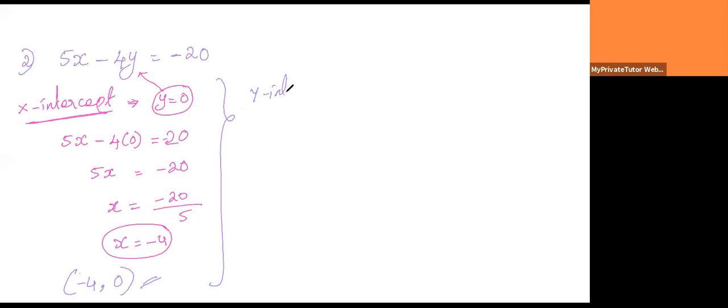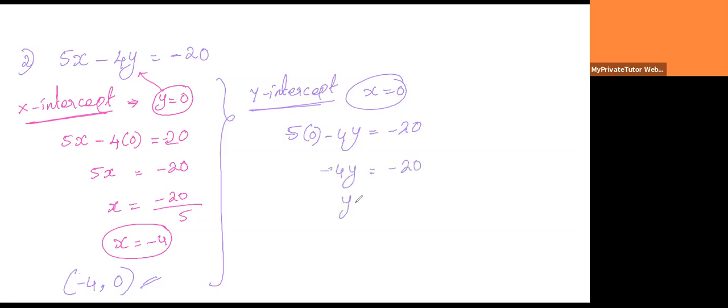So now let's find the y-intercept. How to find the y-intercept? At x equals 0, guys. So just substitute x equals 0 in the given equation. So 5 times 0 minus 4y equals negative 20. 5 times 0 becomes 0, so minus 4y equals minus 20. y equals negative 20 divided by negative 4, which is 5, right? So y equals 5.